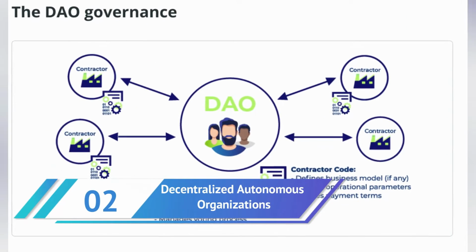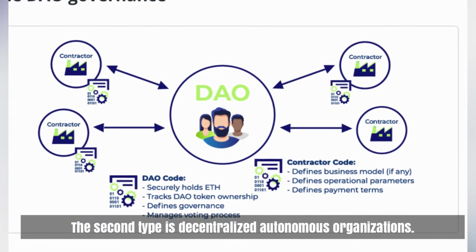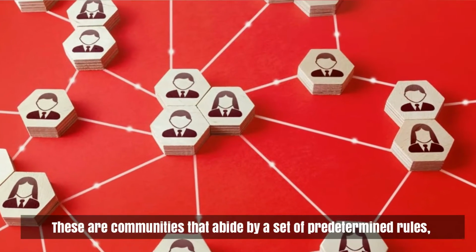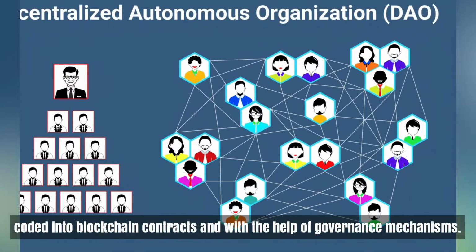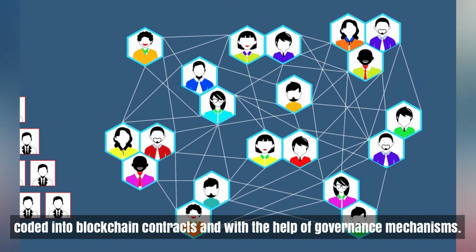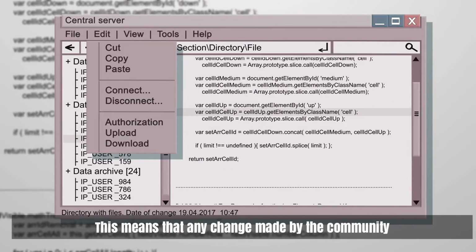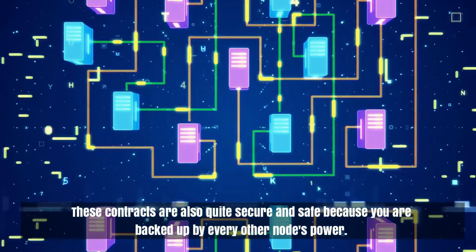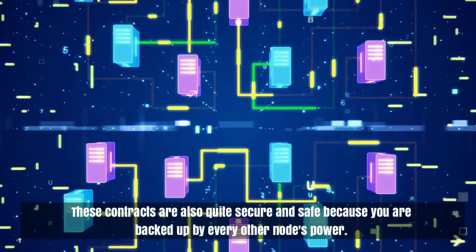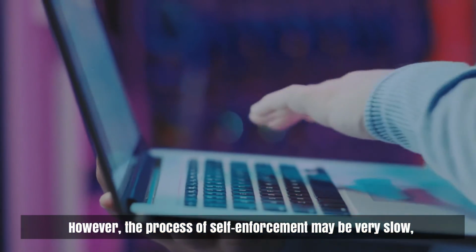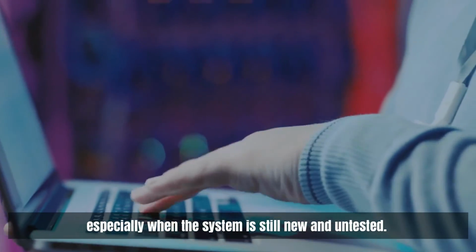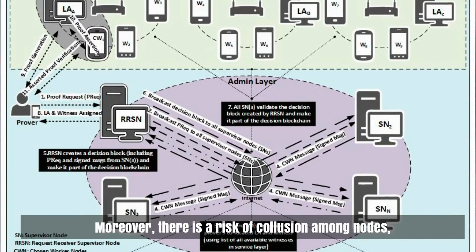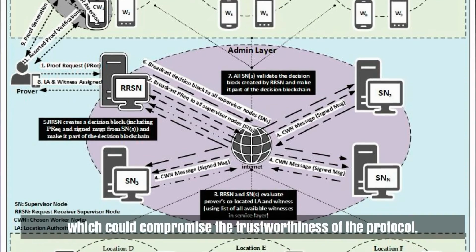Number 2. Decentralized autonomous organizations. The second type is decentralized autonomous organizations. These are communities that abide by a set of predetermined rules, coded into blockchain contracts and with the help of governance mechanisms. This means that any change made by the community gets replaced by its self-enforcing code. These contracts are also quite secure and safe because you are backed up by every other node's power. However, the process of self-enforcement may be very slow, especially when the system is still new and untested. Moreover, there is a risk of collusion among nodes, which could compromise the trustworthiness of the protocol.